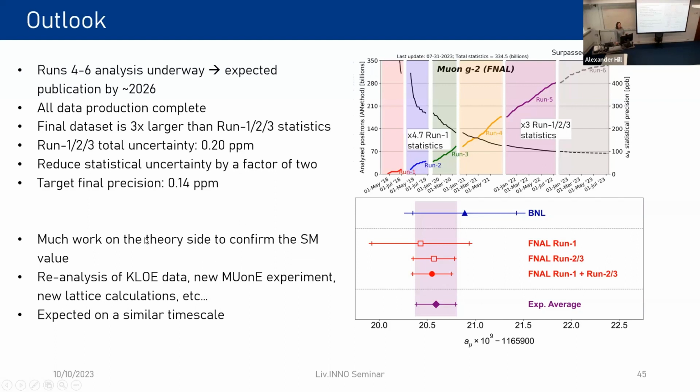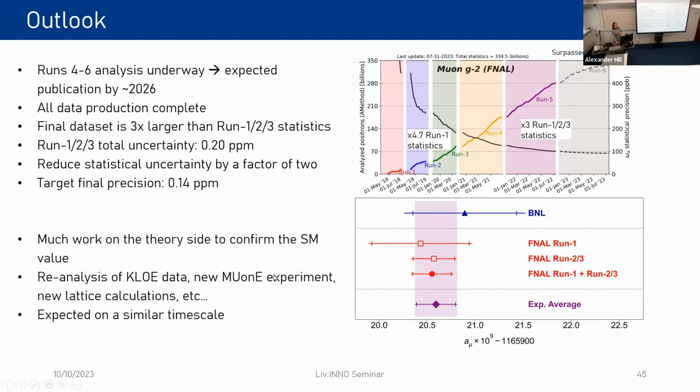Again, there's loads of work on the theory side to confirm the standard model value. It's kind of out of the scope of this talk, but there are a lot of groups at Liverpool, so Graziano's group and Katie's, working on it. Confirming the standard model value of g-2 is now a huge priority, both for theorists and for experimentalists, because we want to know the significance of our measurement. Everyone's very proud of having measured such a precise quantity, but we would like to know if it's a signal of new physics or not.